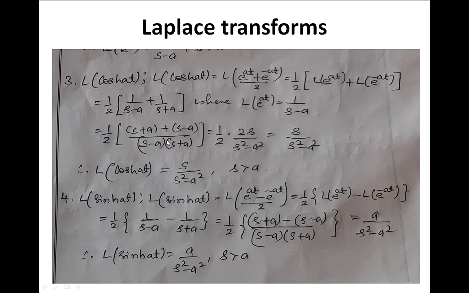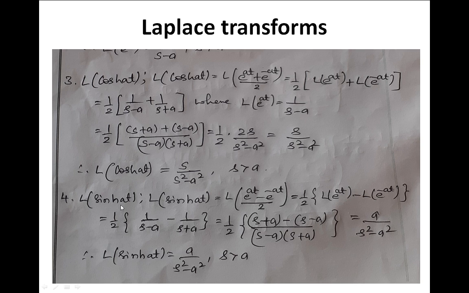Taking the LCM, 1 upon 2 into, taking the LCM, it will be 2s upon s square minus a square in the denominator. And therefore, after simplification, it is s upon s square minus a square, where s is always greater than a. Similarly, sine hyperbolic at.